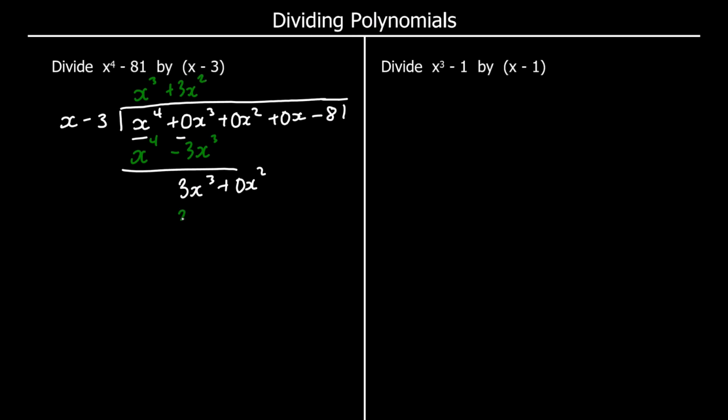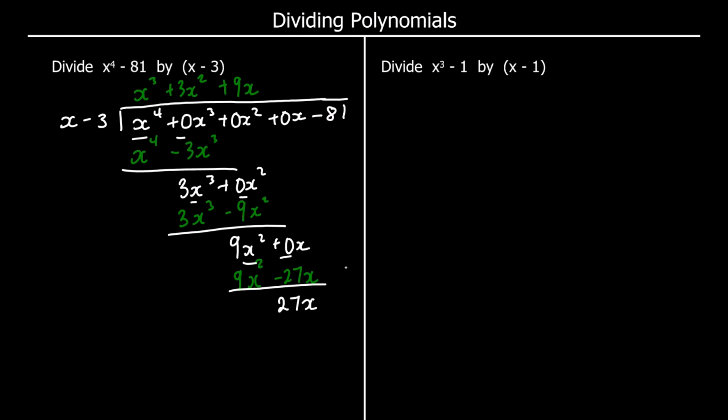Times by 3x squared, so 3x cubed minus 9x squared. Take away, so that's going to give us 9x squared. Bring down the next term. 9x squared over x is 9x. Times by 9x, so that's 9x squared minus 27x. Take away, so that's going to give us 27x. Bring down the 81. And finally, 27x over x is 27.